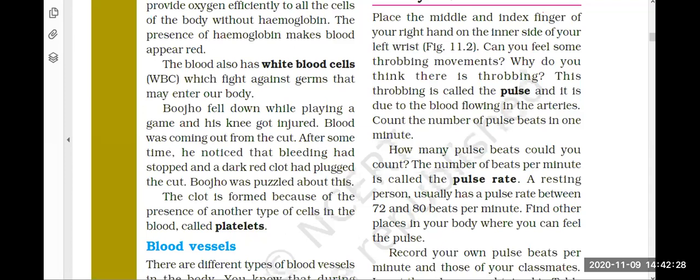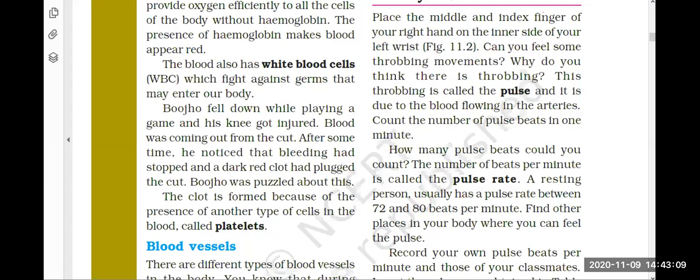72 to 80. Now, have you ever seen this situation, when you are scared or when you play very hard, your heartbeat increases? Yes or no? Why? We have already studied this. Why does your pulse rate increase? Because we need more oxygen. So in order to supply more oxygen, the heart needs to beat faster. I hope all of you understood.